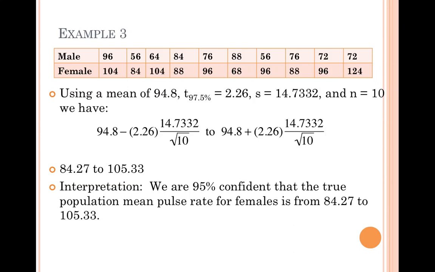So to interpret 84.27 to 105.33, we are 95% confident that the true population mean pulse rate for females is from 84.27 to 105.33. So there's a 5% chance that we picked a sample of females that is either far to the left or far to the right on the t-distribution. And if we did, then our estimate is not good. But chances are 95% chance that we picked a sample that works, and therefore our confidence interval is valid. It means that the true population mean is somewhere in this range.